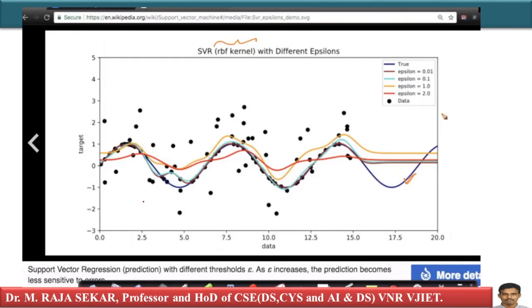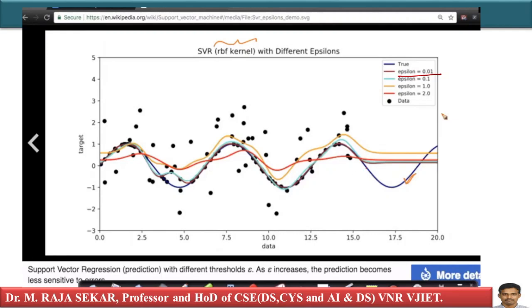Look at what happens as my epsilon increases. We have plots for epsilon equal to 0.01, epsilon equal to 0.1, 1.0, 2.0, isn't it? When epsilon is very small, let me consider epsilon equal to 0.01. Then I get the brown line here, which is very similar to the actual line, isn't it?